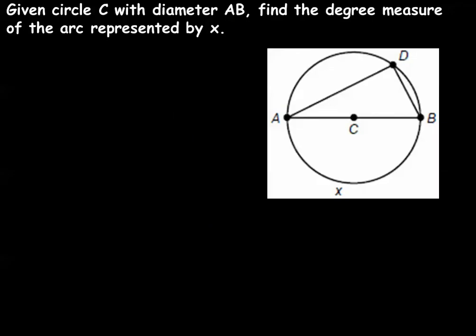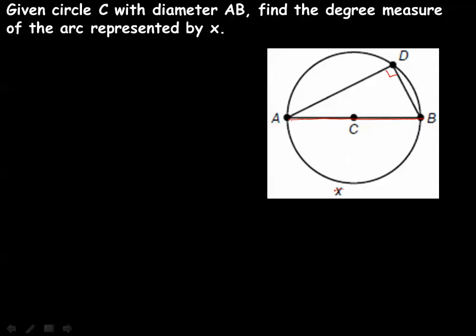Okay, let's work through some examples. This says, given circle C with a diameter AB, find the degree measure of the arc represented by x. Okay, what you have here, they told us that AB is the diameter. Let me get my pen. They told us that AB is the diameter. And we know that when we have an angle that's inscribed within a semicircle, it's going to be a right angle.